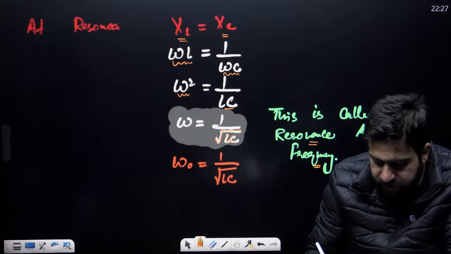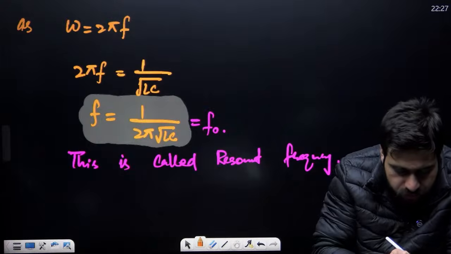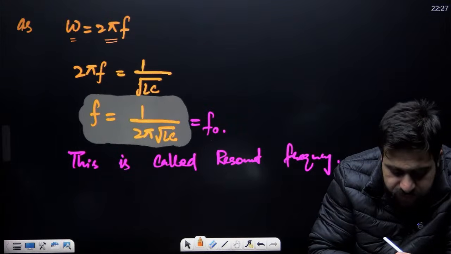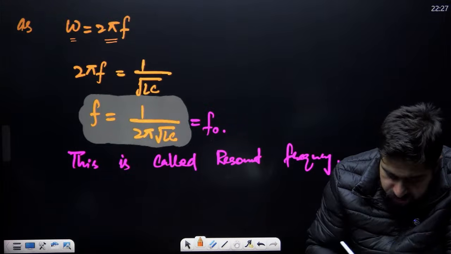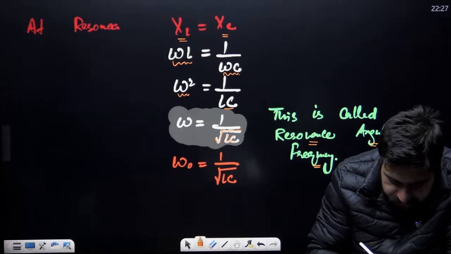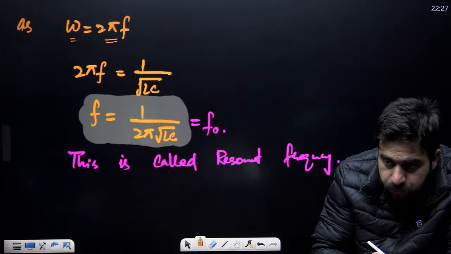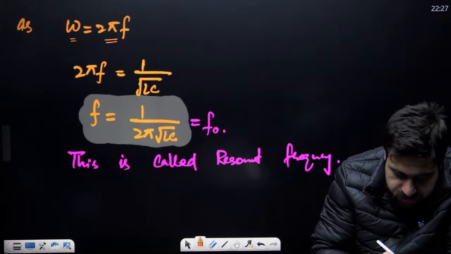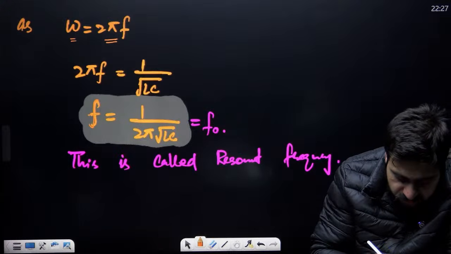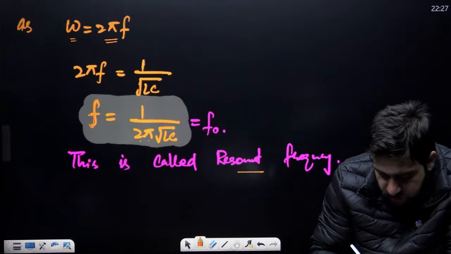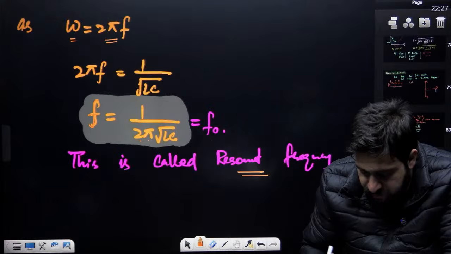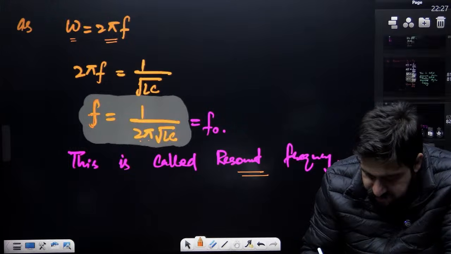You can even write it like this also. Omega is 2 pi f. So here, instead of omega, you can write 2 pi f. So 2 pi f is 1 upon the square root of LC. From here, frequency will be 1 upon 2 pi square root of LC. This is called the resonance frequency.